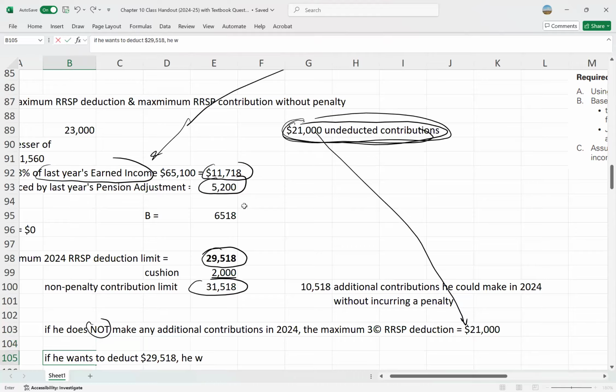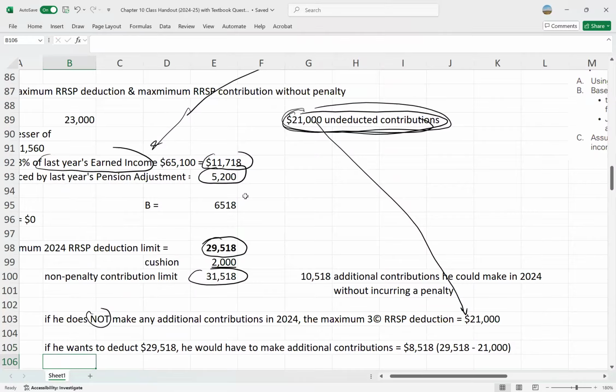So if he wants to deduct 29,518, he would have to make additional contributions equal to 8,518, which is basically the 29,518 minus the 21,000 of undeducted contributions. So that's how you would interpret all those numbers. If you wanted to make the maximum 29,518 deduction, he would still have to make additional contributions of 8,518.